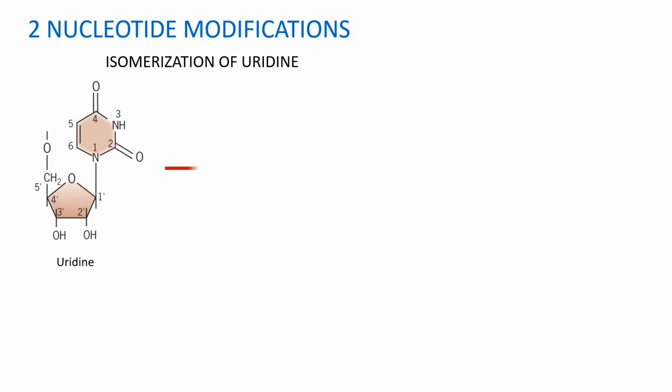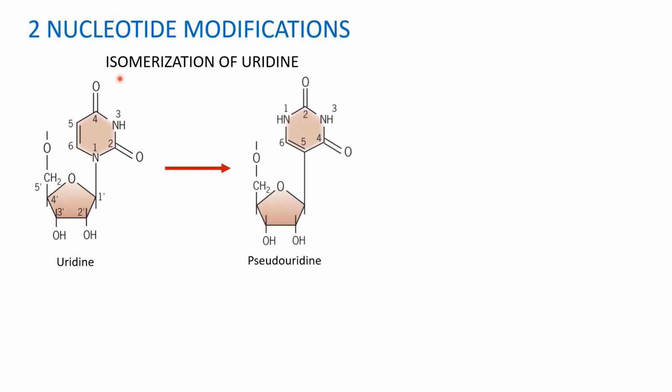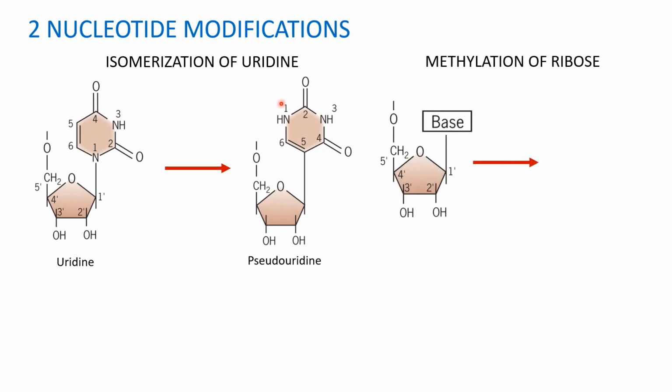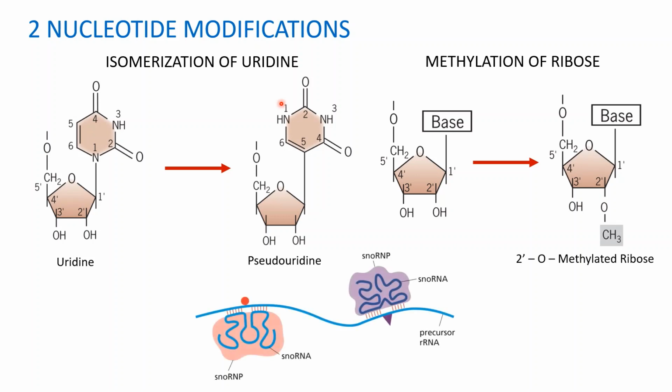Then there is also nucleotide modification, so we will not detail so much on this anymore, just the names. There is the isomerization of uridine, and there is also the methylation of ribose. Certain RNAs actually act as enzymes for these to happen. So you have here your small nucleolar RNAs embedded in your small nucleolar ribonucleoprotein. So this whole blob, and then your RNA is this ribbon thing. They are the ones that will catalyze the reactions shown here, these 2 reactions.